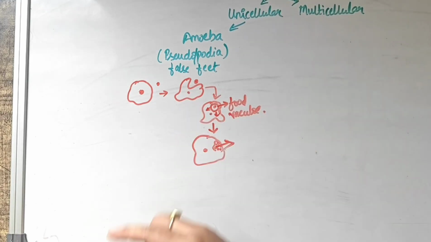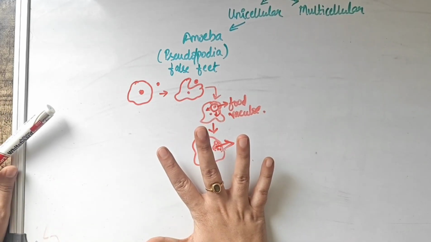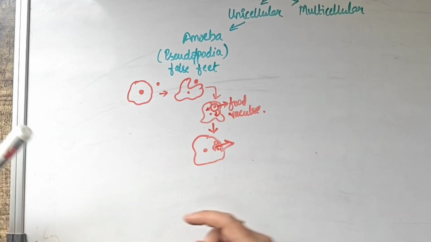It will develop a food vacuole, it will develop the false feet kind of structure, take the food inside, digest the food and expel the waste out.